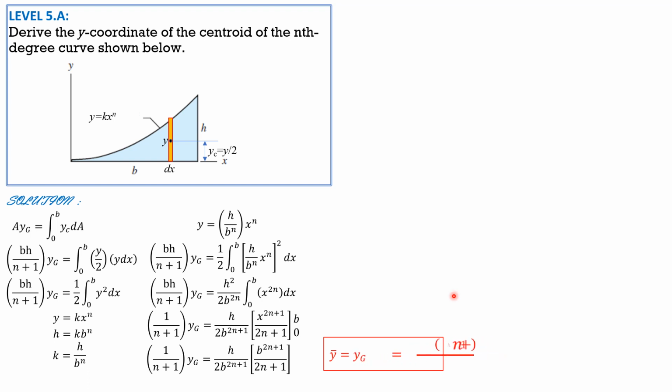Then y bar is h times n plus 1 over 2 quantity 2n plus 1. So that's the formula for y bar.